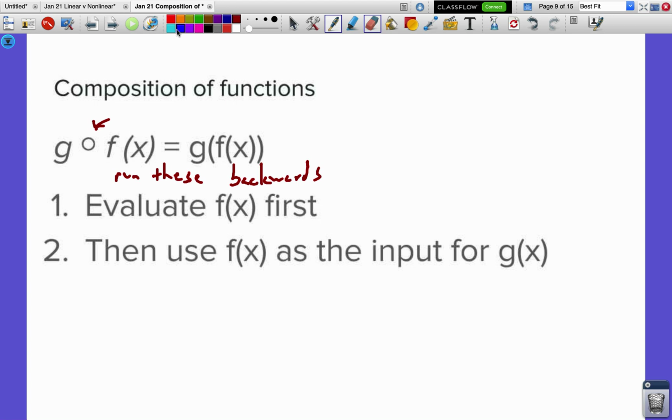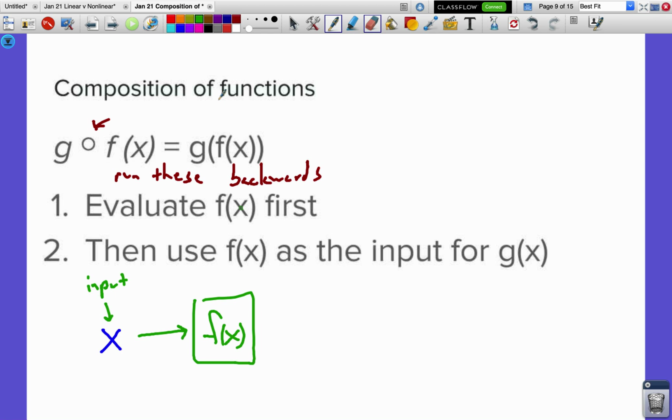All right, and a picture can be really helpful here. What this means is evaluate f of x first, then use f of x as the input for g of x. So we've got some input x. We might plug in a number, we might plug in an expression. This is our input. Instead of duplicating it and running it through g of x and f of x separately, we just only run it through f of x.